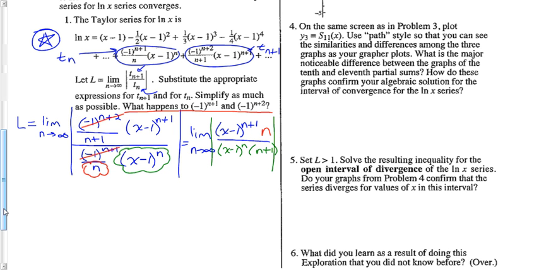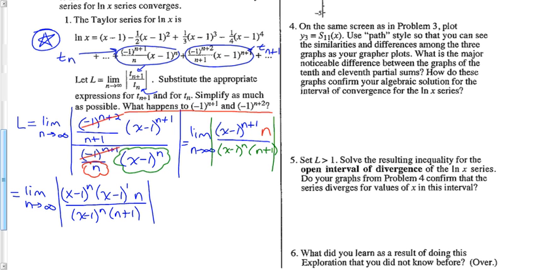Now, that top blue x minus 1 raised to the n plus 1 and that green x minus 1 raised to the n should simplify. So let's rewrite it a little bit so it looks more like it's going to simplify. That's x minus 1 raised to the n times x minus 1 raised to the first, which is the same as x minus 1 raised to the n plus 1 times n over x minus 1 to the n times n plus 1. I think you can see now why I did that. It's very easy to see that the top x minus 1 raised to the n and the bottom x minus 1 raised to the n should simplify to a special version of the number 1.